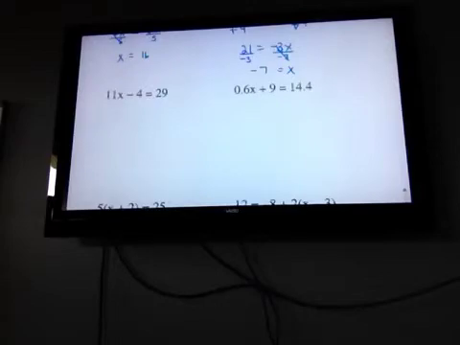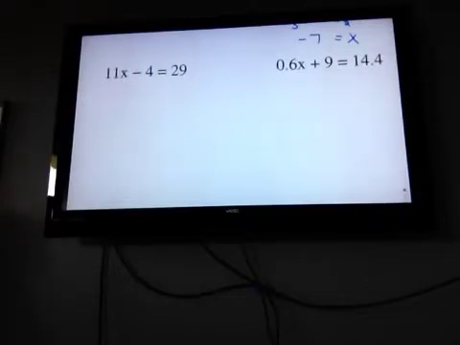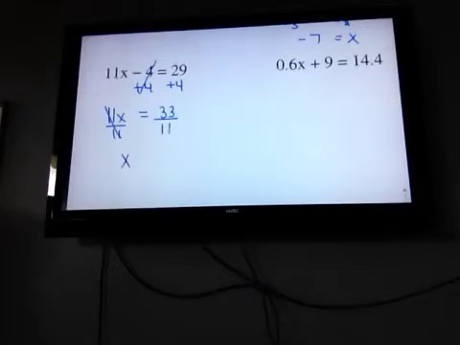The next question is very similar to that one. x term alone first. So I'm going to add 4 to both sides. So I have 11x, positive and negative 4 cancel, equals 29 plus 4 is 33. Divide by 11. So I get 1x, or x, equals positive 3.